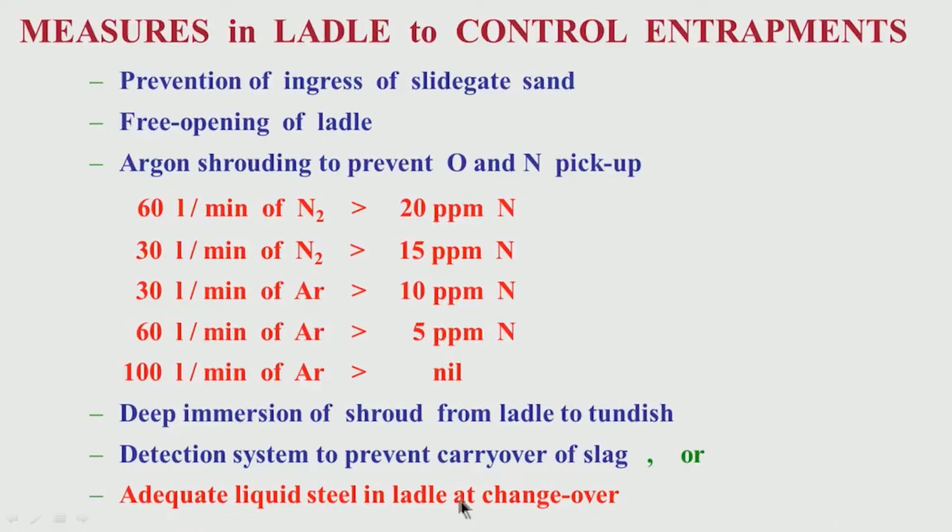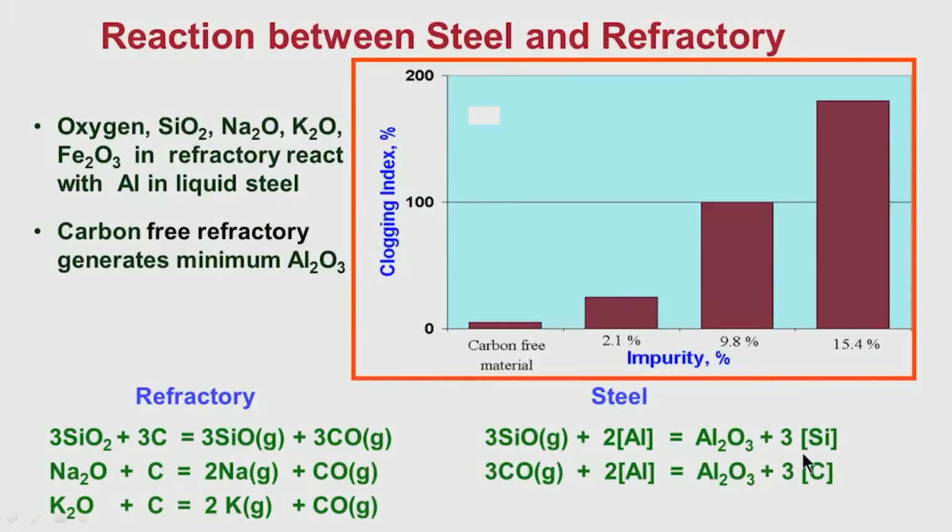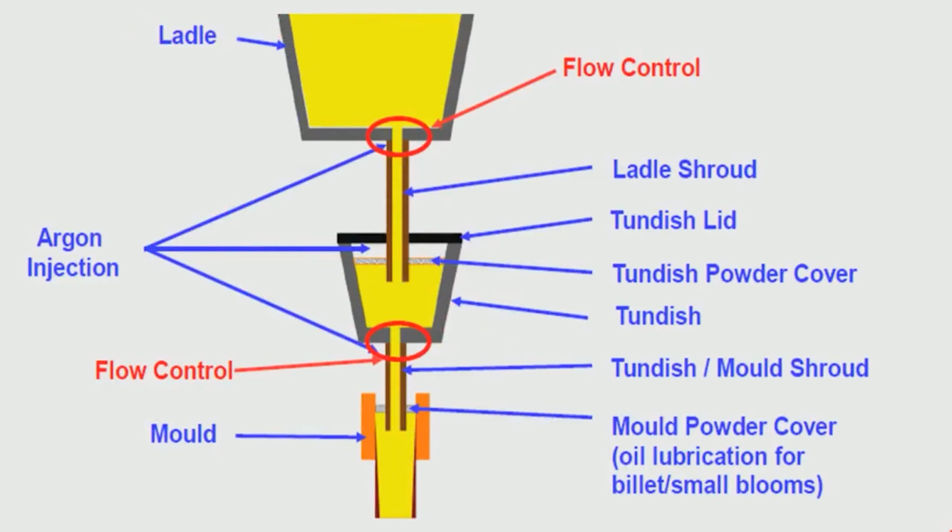You leave some amount of liquid steel in the ladle at changeover, to be sure the slag does not come into the tundish. Some amount of liquid steel you are wasting, because if there is no detection system, you have to waste some liquid steel at the time of emptying the ladle. Some amount of liquid steel you keep, and on top of that is slag. So, the slag cannot come inside the tundish. This way the yield of the liquid steel will slightly go down, but the quality will be ensured.